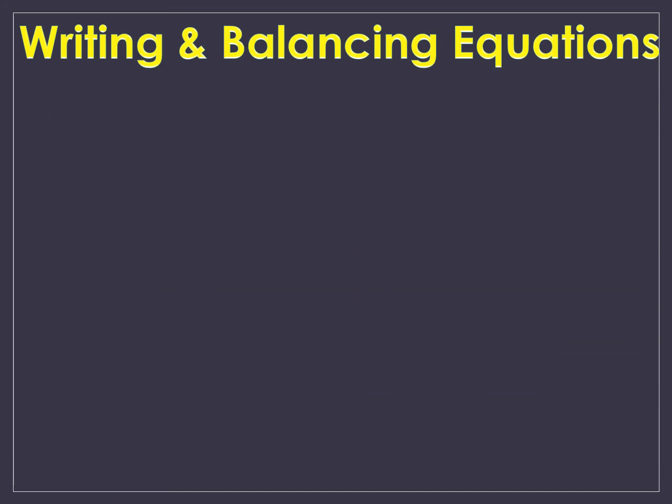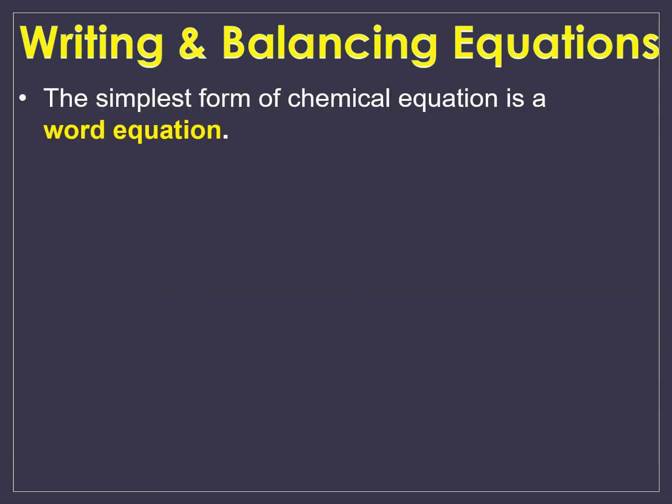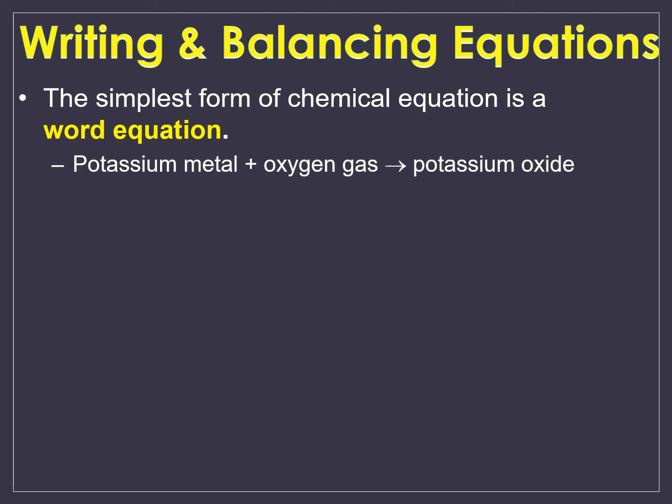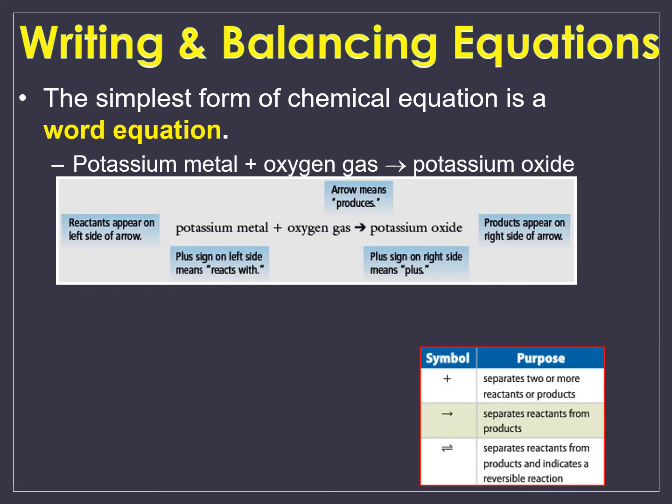Now let's move on to page 11 in your spiral. The simplest form of a chemical equation is a word equation. For example, potassium metal plus oxygen gas yields potassium oxide. We will rarely use this format in class, but I wanted to show you a version of this.